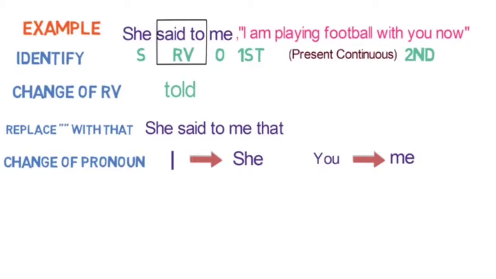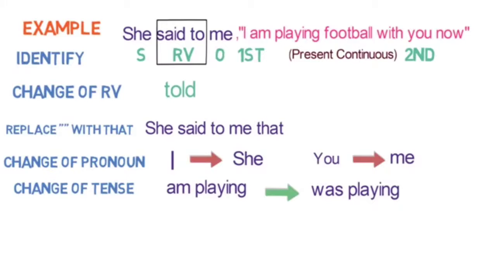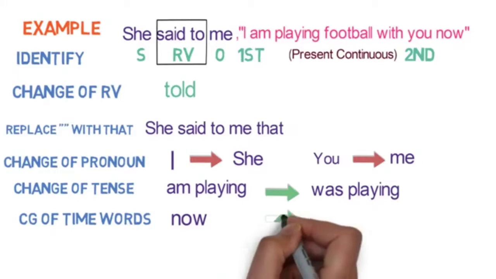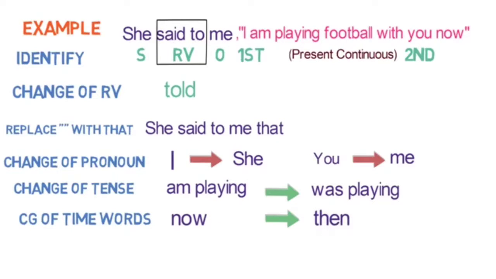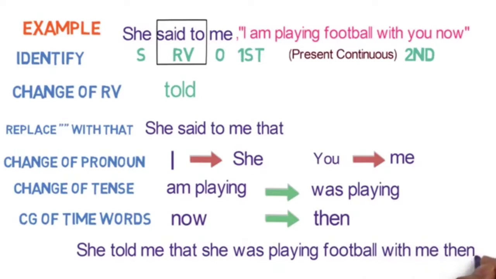And the fifth step is change of tense. Here, the tense is present continuous. So, it should be changed into past continuous. In this case, I am playing is converted into was playing. And the sixth step is the words denoting the time. Here the word now indicates nearness and it should be changed into then, which is showing distance. Now the final outcome of indirect speech is: she told me that she was playing football with me then.